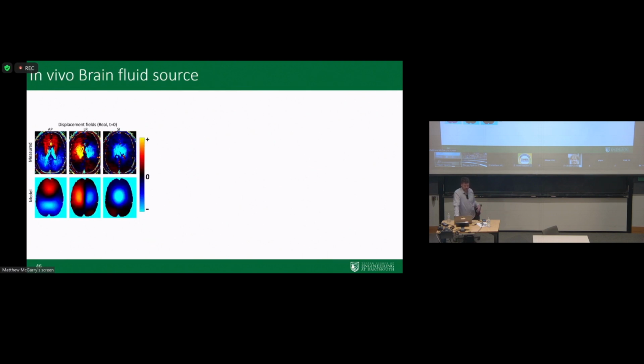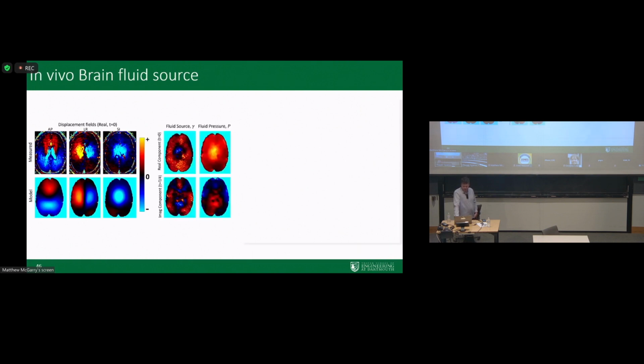So if we look at what happens when we apply this to a pulsatile MRE data set, this is kind of what the fitted model looks like. It's obviously much smoother, but we do a very good job of assimilating the measurements into our computational model. The fluid source and fluid pressure maps look like this.